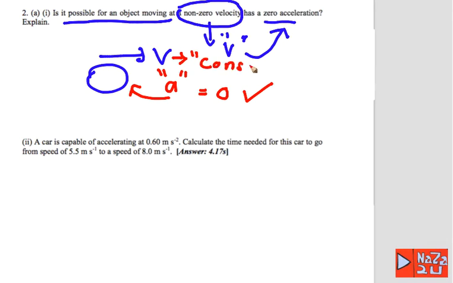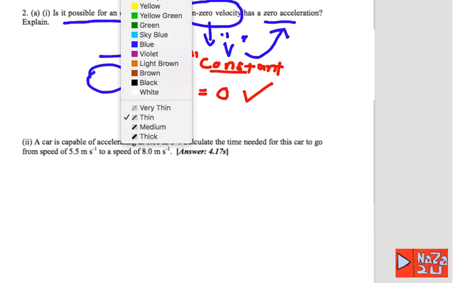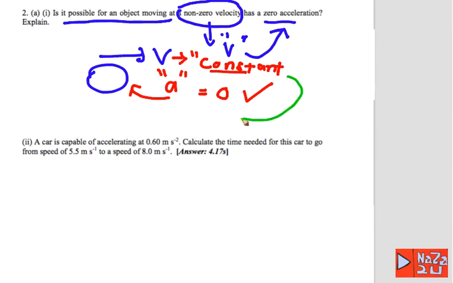a constant value, right? A constant value produces acceleration 0, meaning no increase or decrease in the value of the velocity, for a non-zero velocity. Okay, we go to the question number 2.